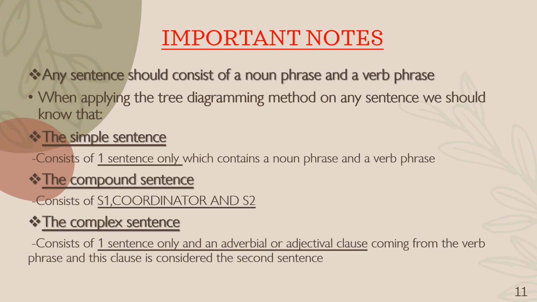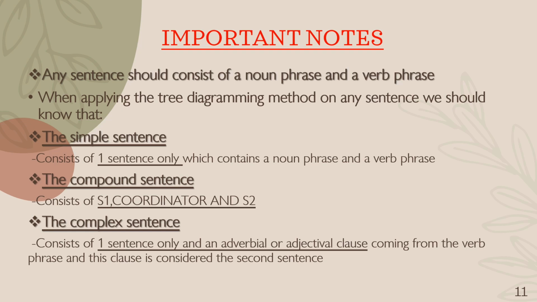Then we're going to discuss some important notes. Any sentence should consist of a noun phrase and a verb phrase. When applying the tree diagramming method on any sentence, we should know that the simple sentence consists of one sentence only, which contains a noun phrase and a verb phrase.